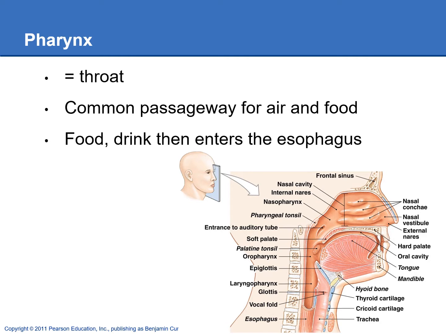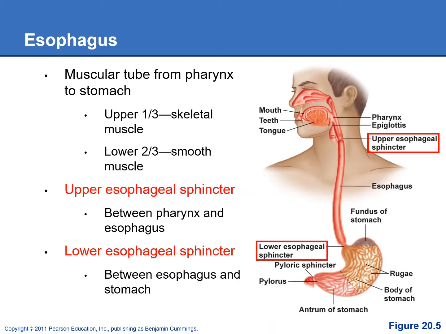The pharynx is the back of the throat area, and this is where both the air and food and drink will go through before they go their separate ways down the esophagus or the trachea. The esophagus is a long muscular tube that goes from the pharynx to the stomach. The upper 1/3 is made out of skeletal muscle, and then the rest of it is made out of smooth muscle.